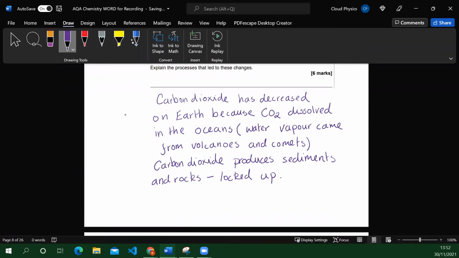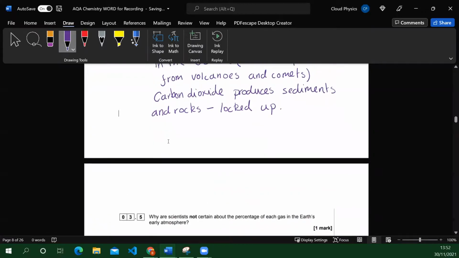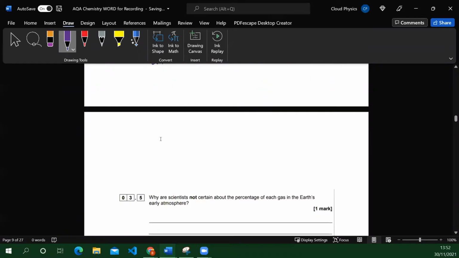Then the oxygen. So oxygen gave us a bit more room. We can just do this on the computer. They give you quite a lot of room in the paper, so don't worry about ever writing too big. They do give a lot of room. So oxygen increased due to all of this one, photosynthesis. So it's actually living creatures change the atmosphere.